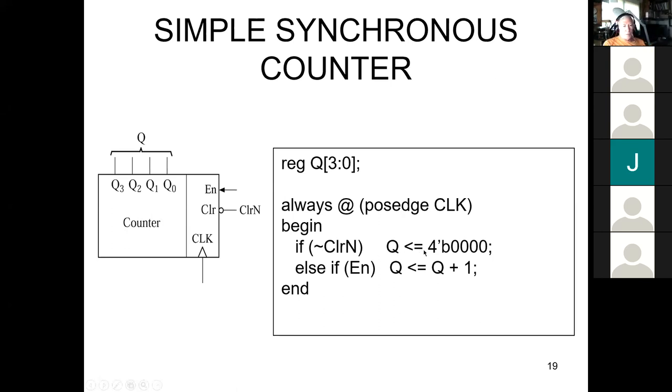And then we assign the constant of four zeros to it. Else if the enable is active, is it active high or low? Yeah, this one is high. That's right. The enable is high. So if the enable is high, then we add one to Q, which effectively is our count. You can use bit vectors with addition and subtraction, but not multiplication, division, or any of the other mathematical functions.